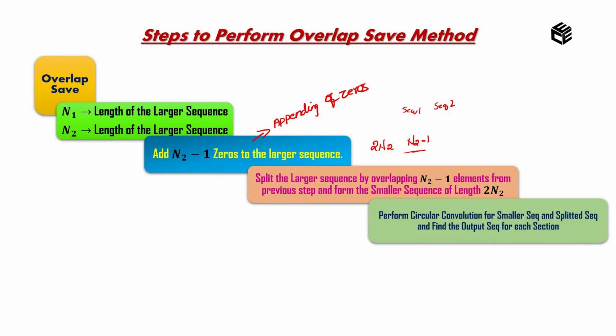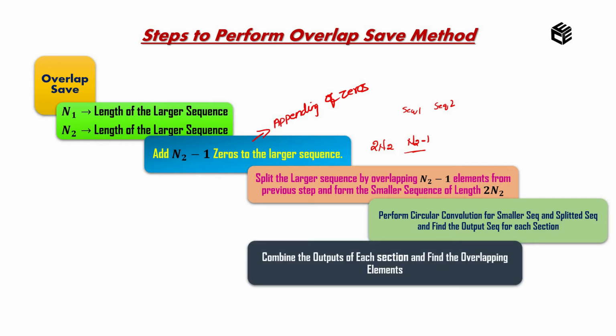The fourth step is, once the larger sequence is split, we perform circular convolution on each split sequence with the impulse sequence, and we find the output response for each section. Once the output responses are found, we combine all the outputs of each section and find the overlap elements.